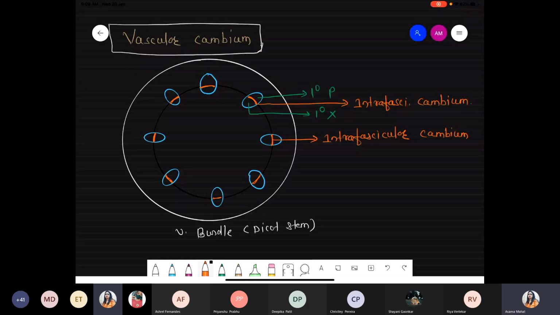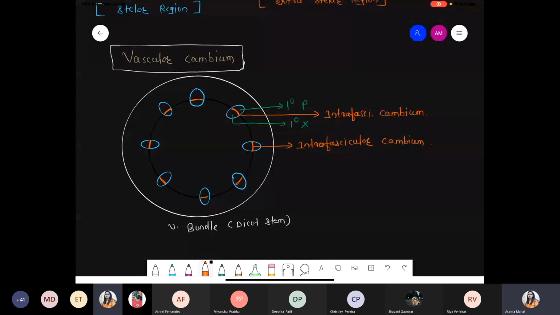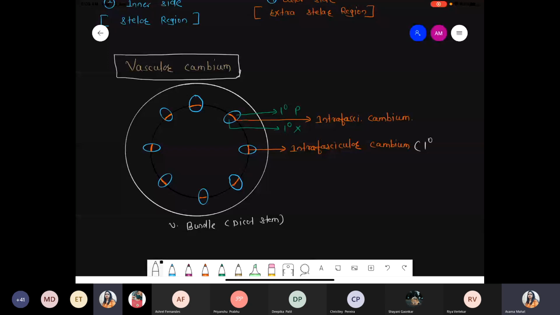Okay, intrafascicular cambium. So see the position, please focus on the board. Primary phloem, then intrafascicular cambium, and the another one primary xylem. यहाँ तक बात okay, right? So these are all the conditions with respect to intrafascicular cambium. And we already discussed that intrafascicular cambium is basically primary in origin because it forms first.